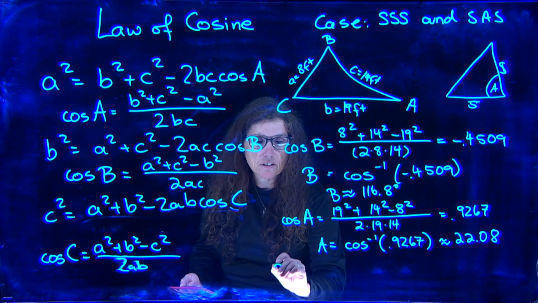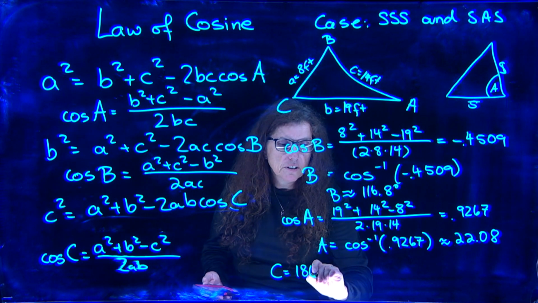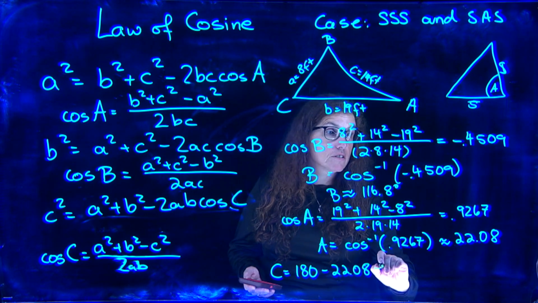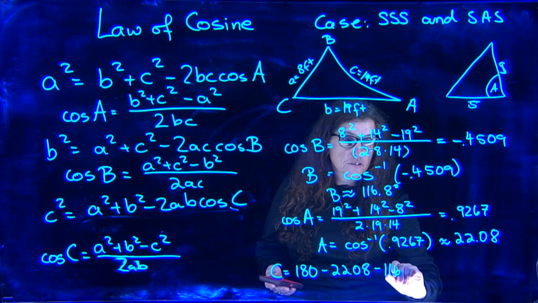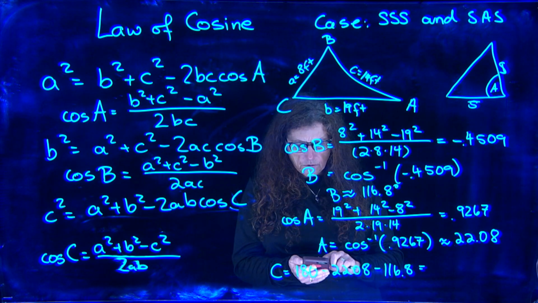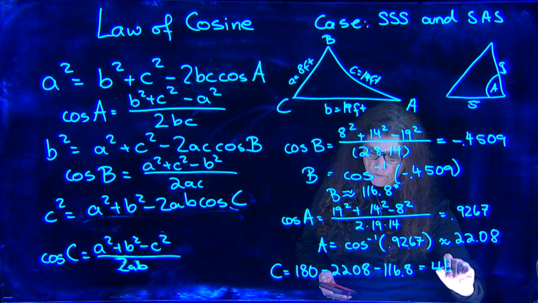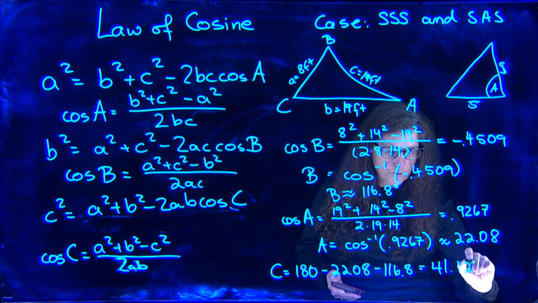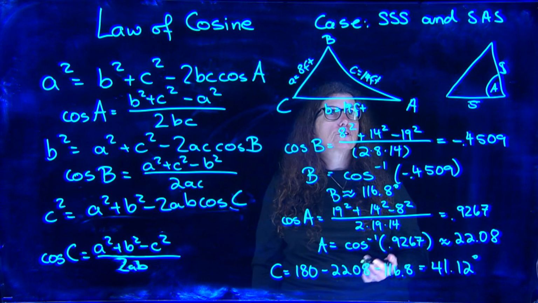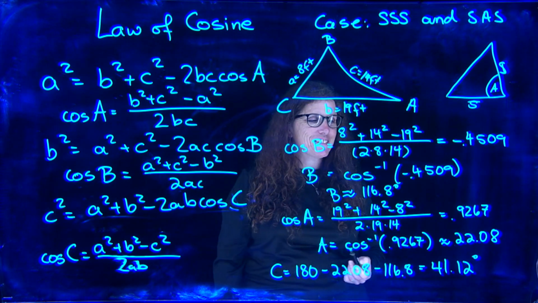To find C, I do 180 minus 22.08 minus 116.8, and that is approximately 41.12. So that is using the law of cosine when we have three sides given.